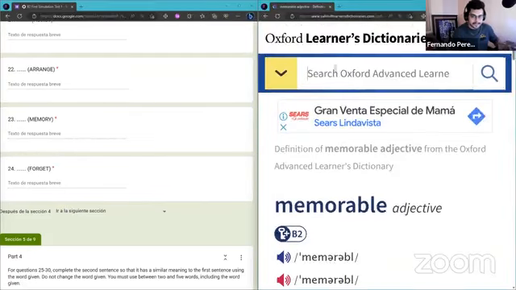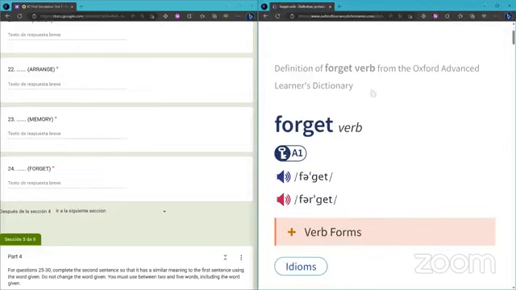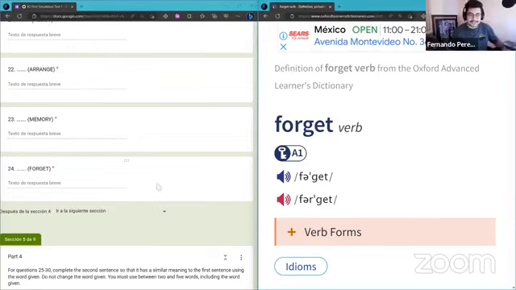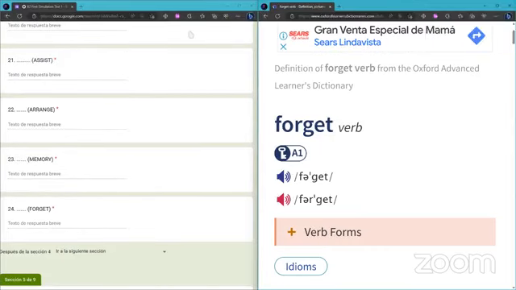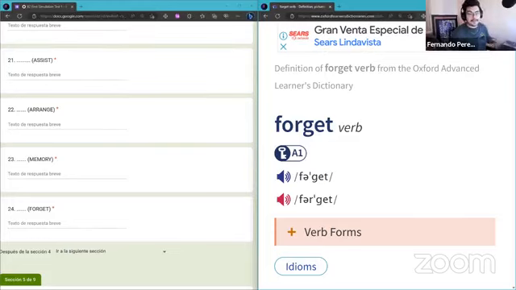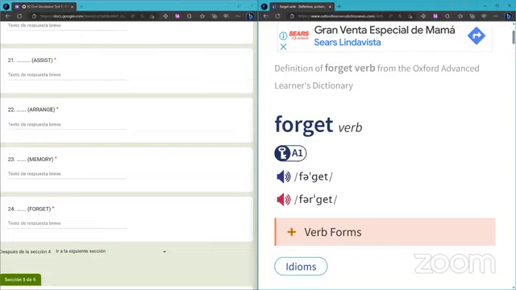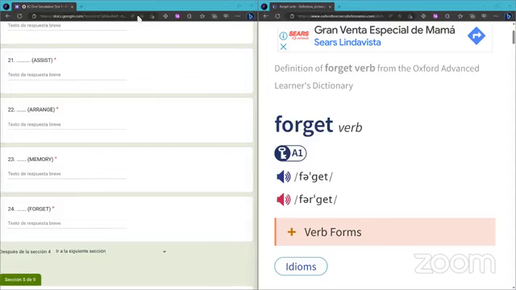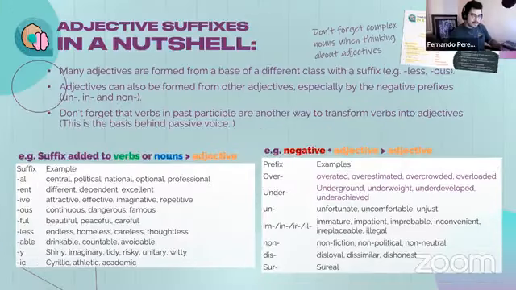Because forget is a verb, we need an adjective. But the verb changes too. Yes, of course. As a verb, the verb on forget doesn't exist, but as an adjective, it does. Do you want to see the suffixes again? Yes.